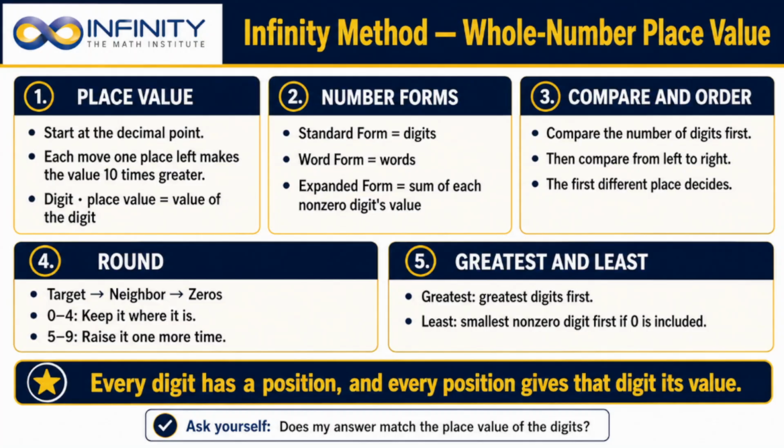And then finally, ordering numbers from greatest to least. For the greatest, you simply get the biggest number first and then continue to write each of the biggest numbers remaining. And for the least, you're going to do the opposite. You're going to write from the smallest number first up to the greatest, but you can't lead with 0. So the first number must be a non-zero. But the second number, of course, can be a 0. So just remember, every digit has a position, and every position gives that digit its value.